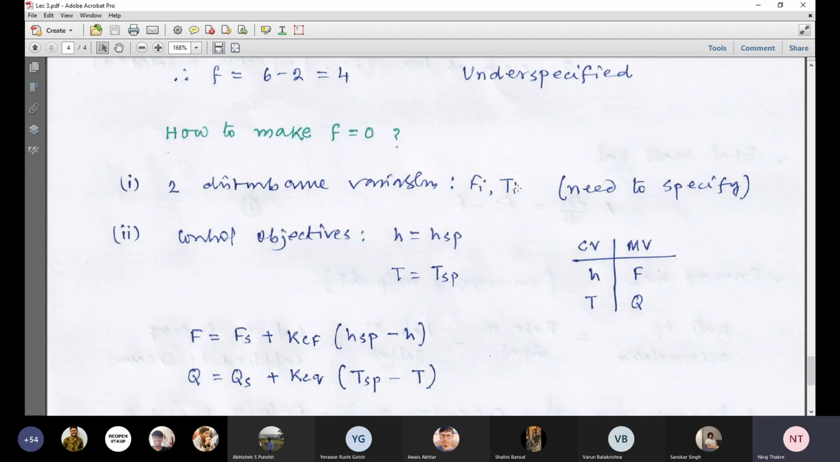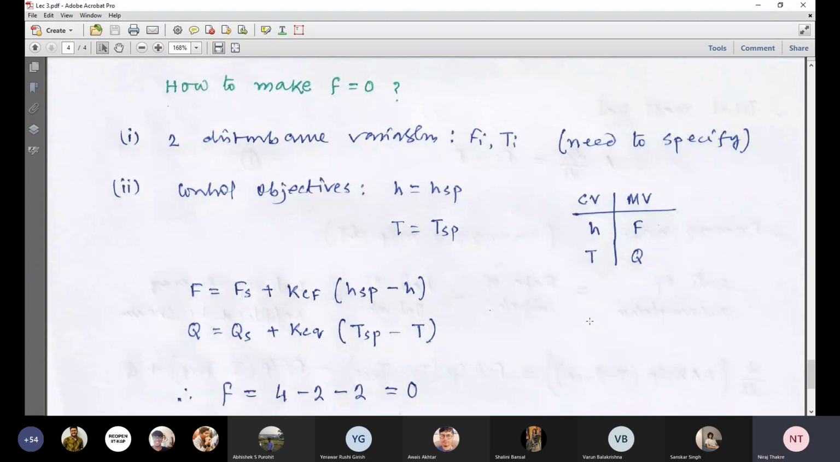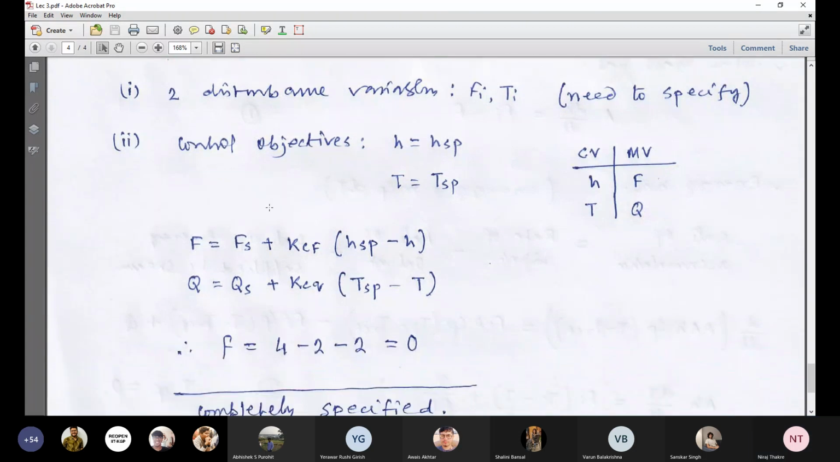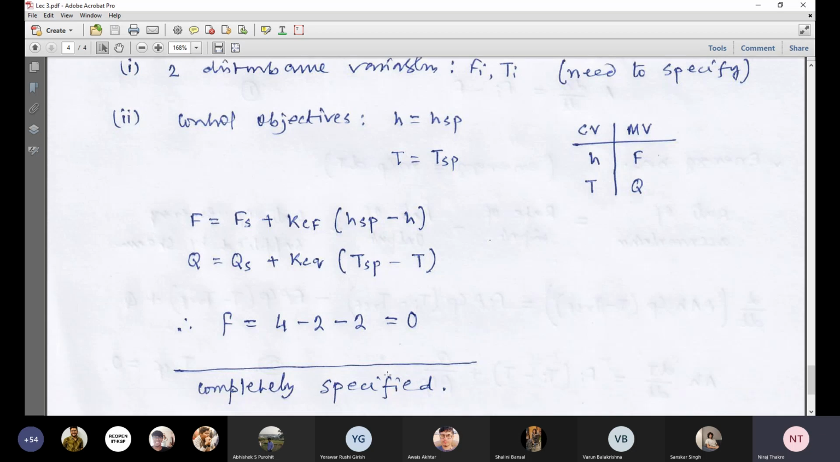Now for S2, we can consider this controlled variable, manipulated variable pair for which we have these two controller design equations. Fine. And accordingly, our degrees of freedom reduces to 0.